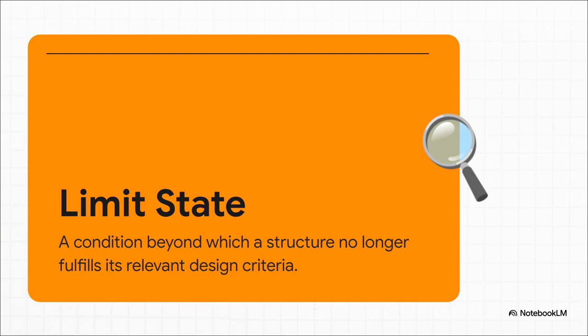Okay, so the core idea here is the limit state itself. The easiest way to think about it is like a predefined point of failure. It's a line in the sand that engineers draw, and if the structure crosses it, it has officially stopped doing its job. Now that could mean the worst case scenario, collapse, but it could also mean something much more subtle, like sagging too much, or even just vibrating in a way that makes people uncomfortable.